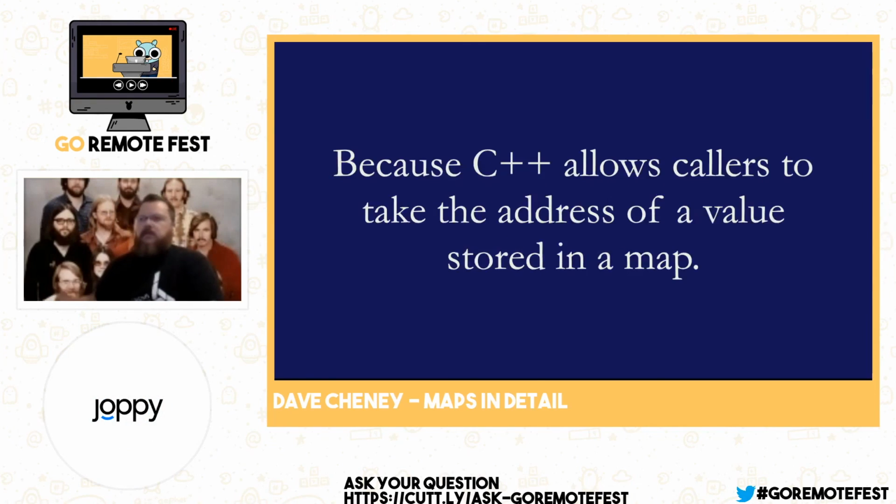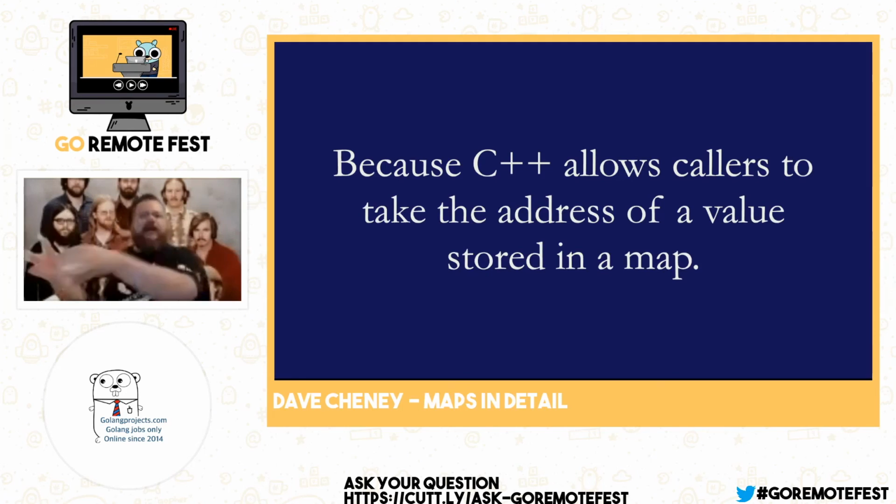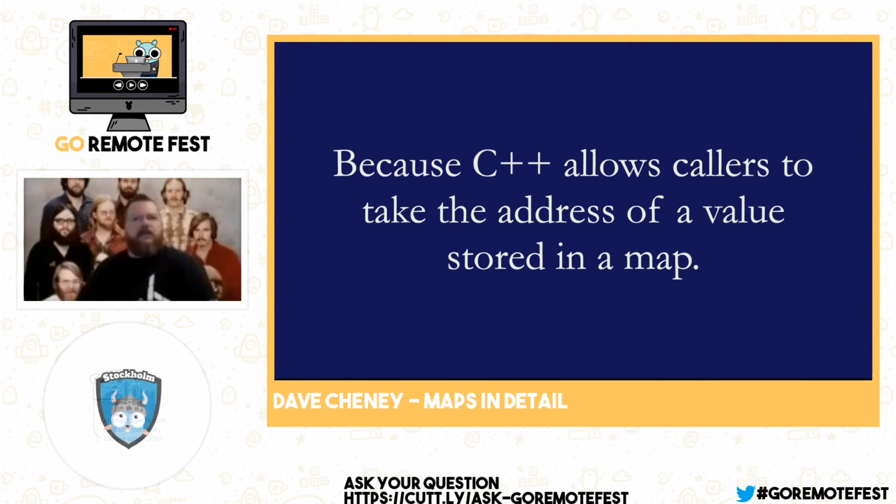And the answer, at least it seems to me, is because C++ allows you to take the address of a value stored in the map. So if you look up a value in a map, you can get its address. Seems reasonable. This is actually something that Go programmers want to do all the time. They're a little bit annoyed that you can't take the address of the thing that you stored in the map. And there's a very good reason for that.